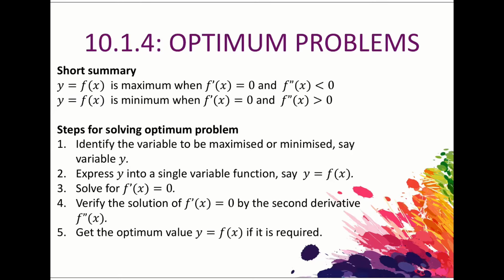10.1.4 Optimum Problems. So previously we learned that f(x) is maximum when the first derivative of f(x) is equal to 0 and the second derivative of f(x) is less than 0. And we also learned that f(x) is minimum when the first derivative of f(x) is equal to 0 and the second derivative of f(x) is greater than 0.